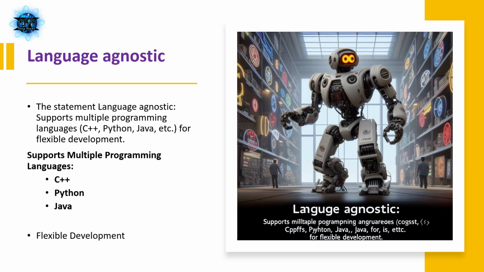For example, imagine building a robot. The part that recognizes things like objects or people might use C++ to be really quick, but the part that tells the robot what to do could be written in Python for speed and simplicity. This lets developers use the right language for each job, making things work better together. That is about language agnostic.